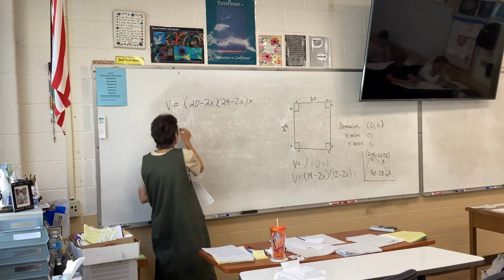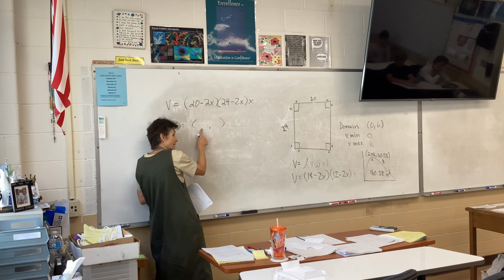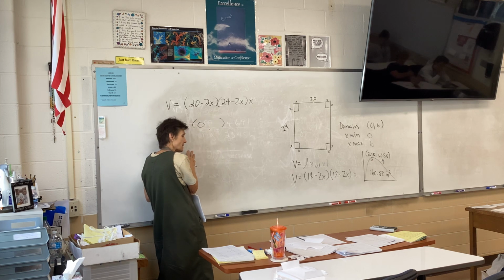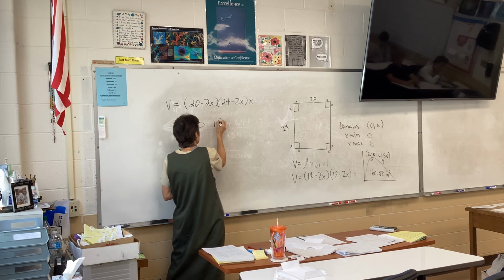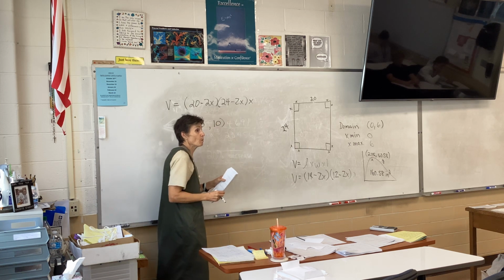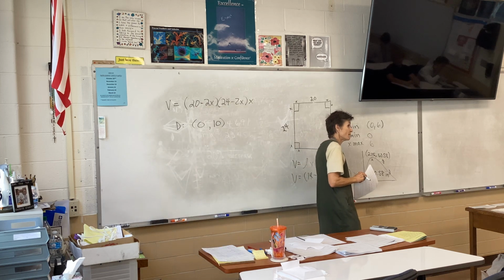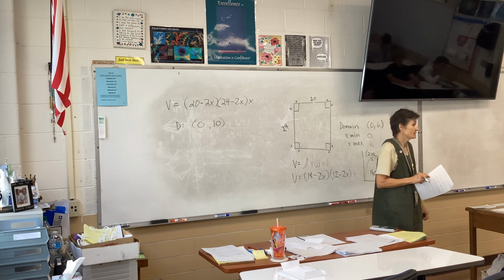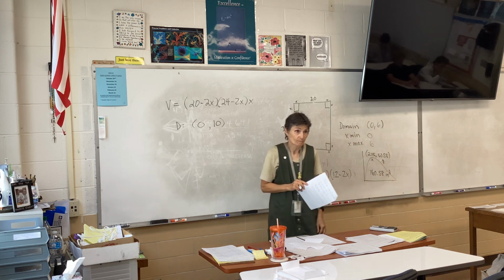Now, tell me about my domain. What is the lower limit on my domain? 0, it's always going to be 0. X can't be negative. What's the upper limit this time? 10. I heard a 10 and I heard a 12. Remember, you've got to go with the smallest dimension. So the smallest dimension is 20, and half of 20 is 10. So that is your maximum X value.